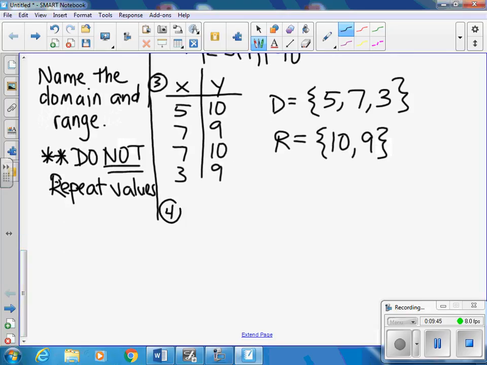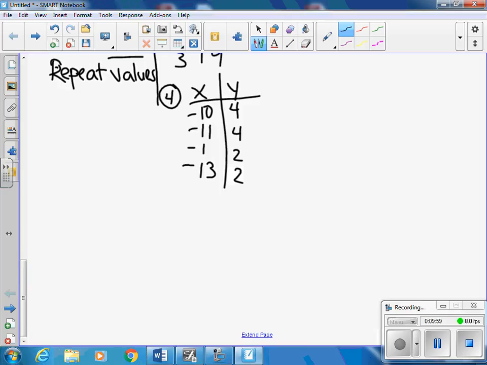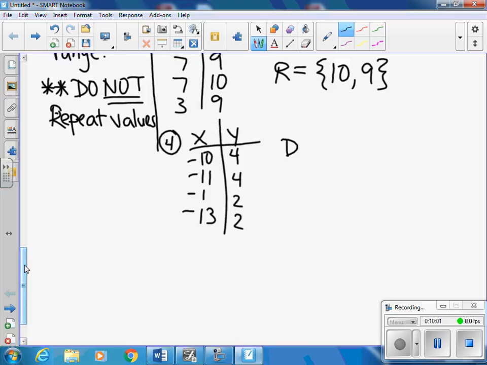All right, so taking a look at another table. If I have -10, -11, -1, and -13 on the x side, and then 4, 4, 2, and 2 on the right side. Again, we're just practicing naming domain and range. So our domain equals whatever our x numbers are. I don't see anything repeating, so I'm just going to list them in the order that they show up: -10, -11, -1, -13. And close my braces.